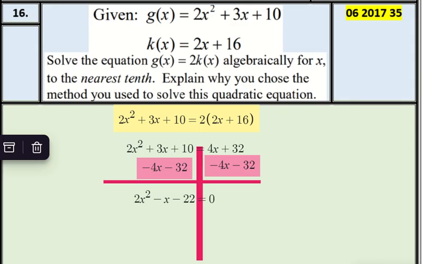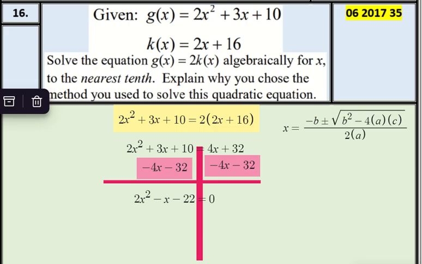Now, they ask us to explain why we chose the method we did for this quadratic equation. A huge hint that they gave us was they told us we're rounding to the nearest tenth. If we're rounding, we're not going to be able to factor this trinomial. And there are no factors of negative 22 that we can combine to get a negative 1. It's not going to happen. So we're going to use the quadratic formula.